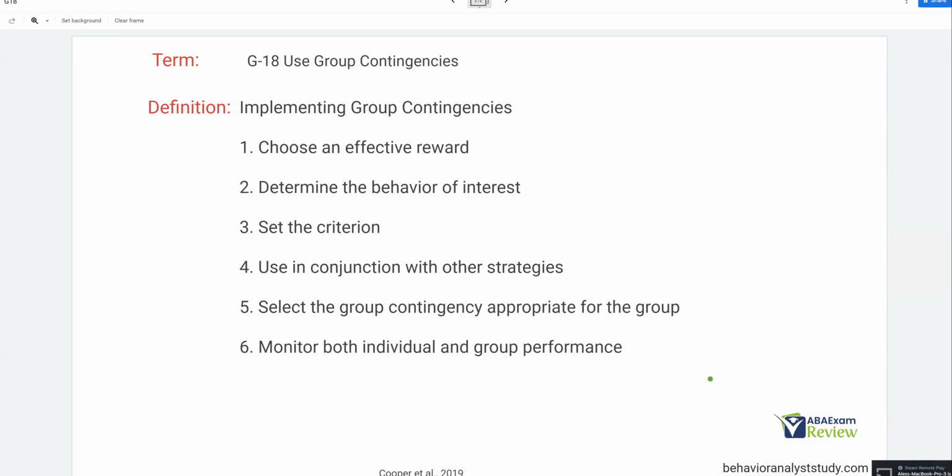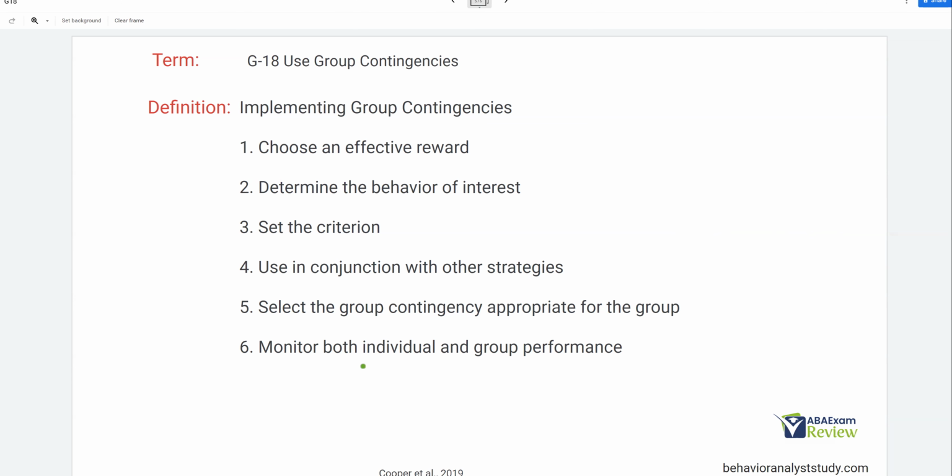You want to select the group contingency appropriate for the group, meaning if you have a group of learners where social pressure is a big deal, you want to be careful how you implement, let's say, a hero procedure. Because if that one person or that sample of people don't achieve the goal, that backlash might be intense. So you've got to really consider who are the members of your group and how are they going to be successful. What contingency is going to be successful for them?